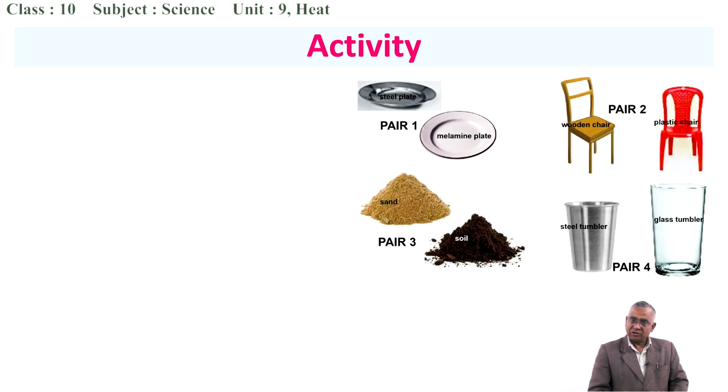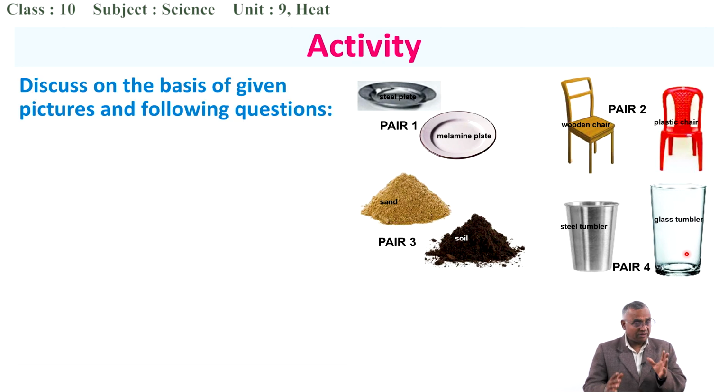Here are some figures shown. At first, observe each pair of figures. There are 4 pairs. In pair 1 there is a steel plate and a melamine plate, you can say a plastic plate. In pair 2 there is a wooden chair and a plastic chair. In pair 3 there is sand and soil. In pair 4 there is a steel tumbler and a glass tumbler. Your questions will be related to these, and we have to think and discuss on the basis of the given pictures and the following questions.